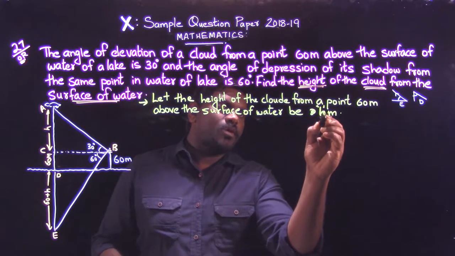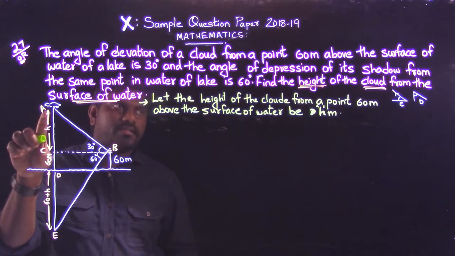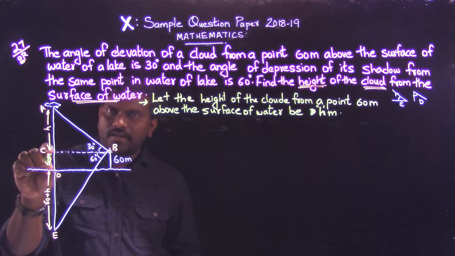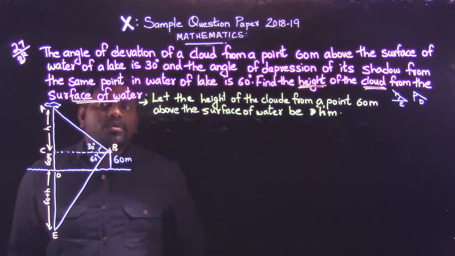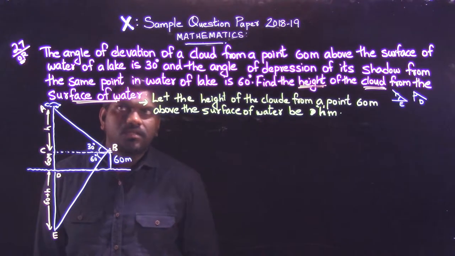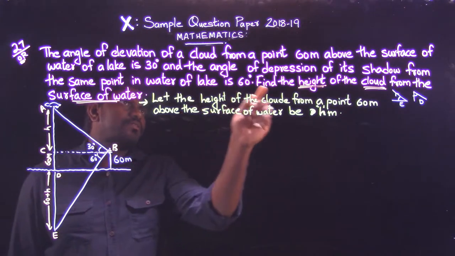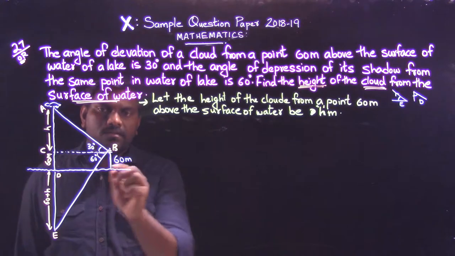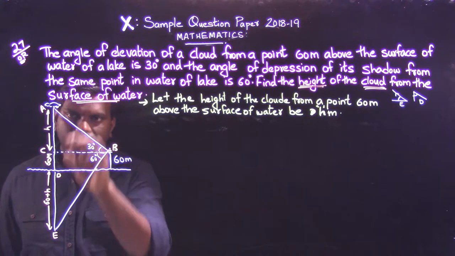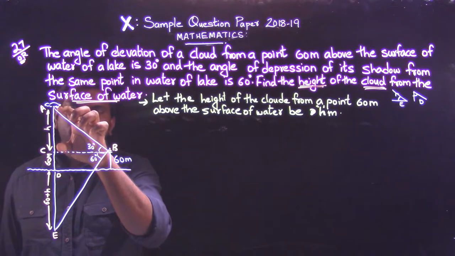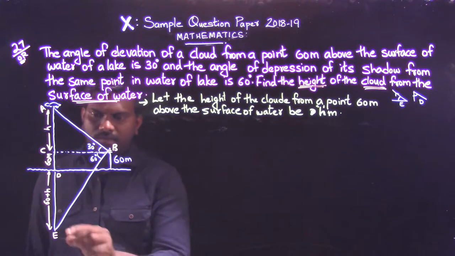So this one is marked as h. But for the answer, we need to write the entire height. That means you need to find this height, and along with that you need to add the 60, and that would be the final answer. So in this question, I think you understood it clearly. One person is standing at a point 60 meters above the water level, looking at the cloud, and the angle of elevation is 30, but he is standing at the top. That particular height is h, whereas the entire height from the water surface is h plus 60, which is going to be the height of the reflection. So here is the reflection.